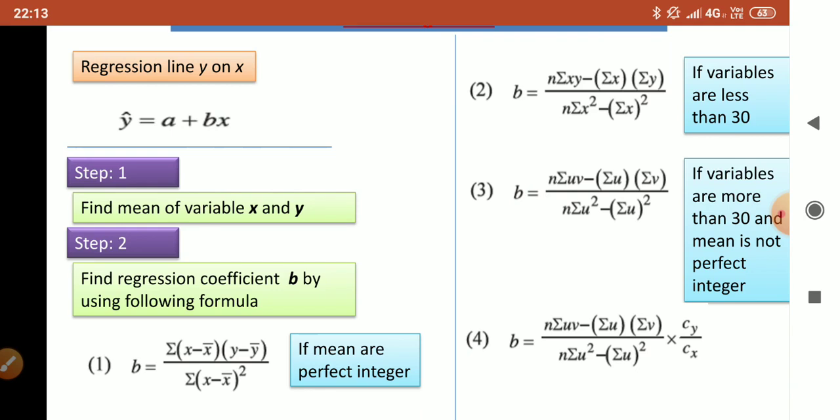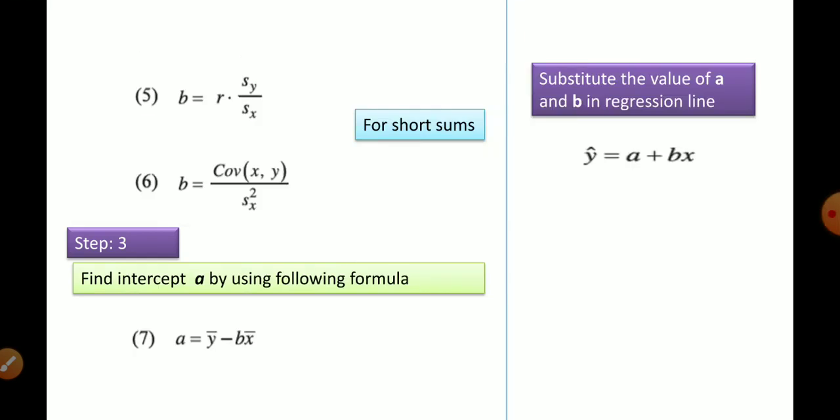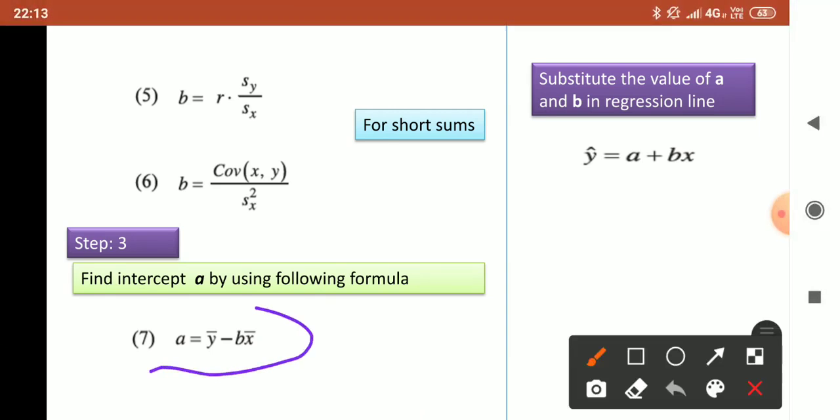There are 4 formulas you have to learn, and then we will solve the step 2. After step 2, you have to find a. A equals y bar minus b x bar. You have already found the y bar and x bar, and we have got the answer b. So we will find a. A means intercept.